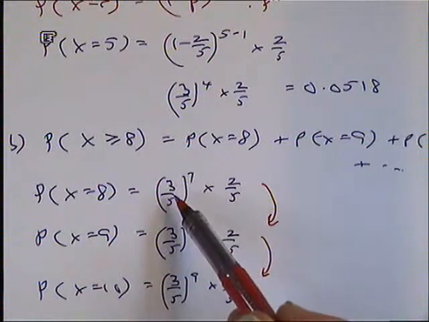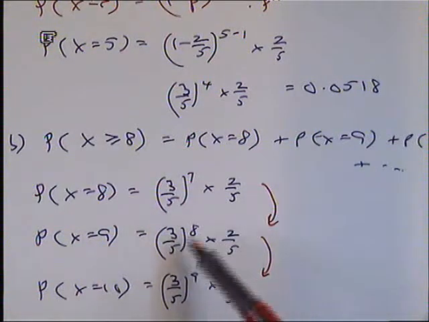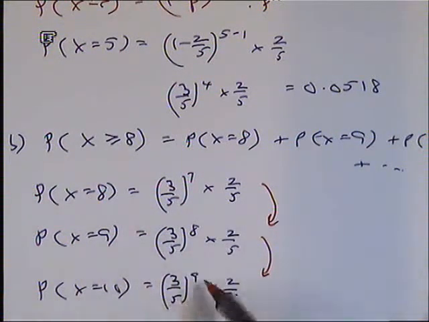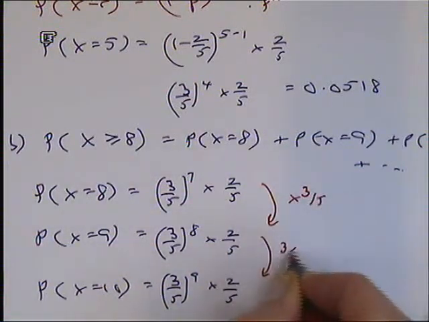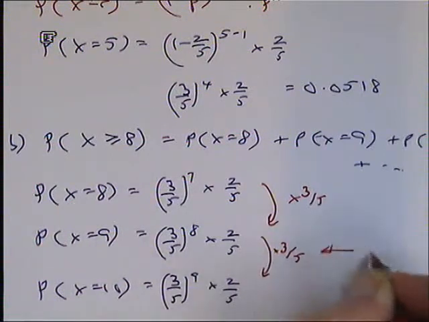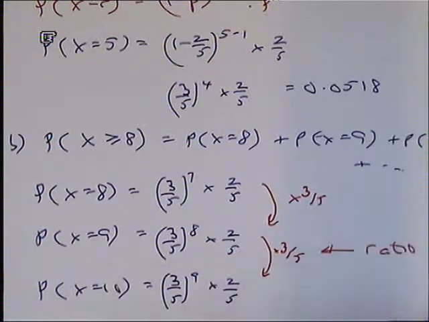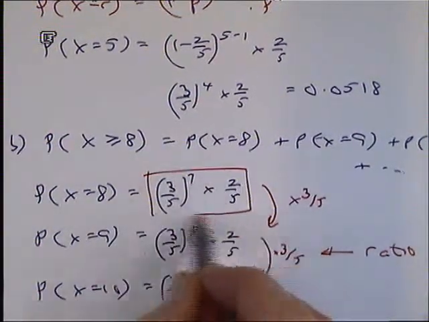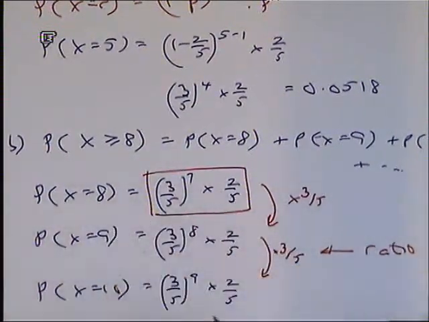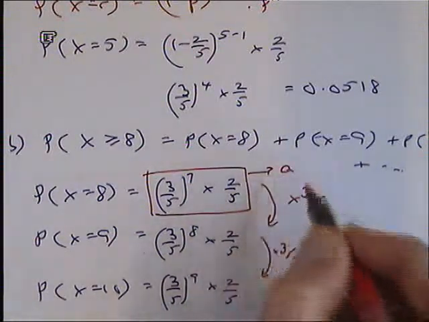Here there were 7 3/5 times together. Here there are 8 3/5 times together. Here there are 9 3/5 times together. So you're multiplying by 3/5 each time. So that is your R value for your ratio in the formula we need to use. That value there for your first one in the pattern, that is what we're going to call A.